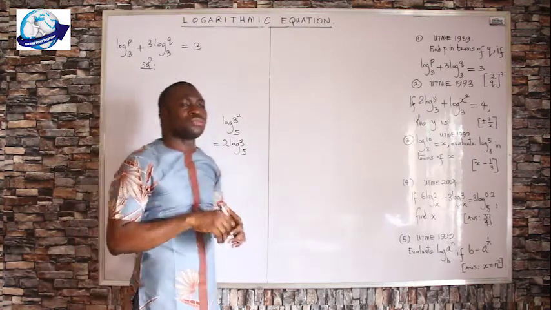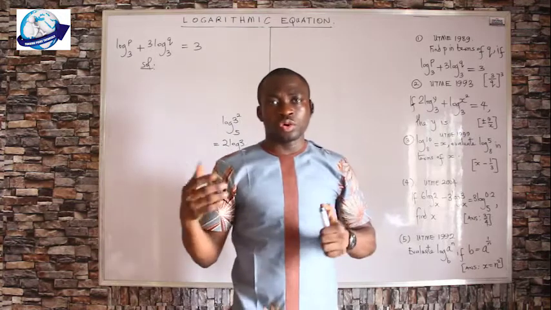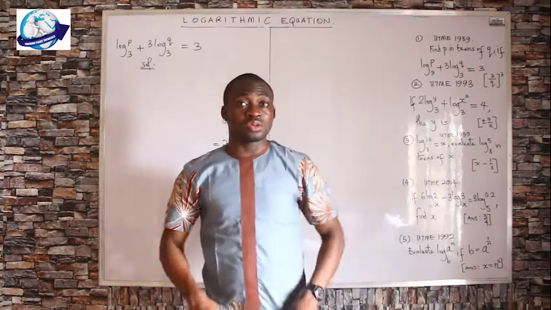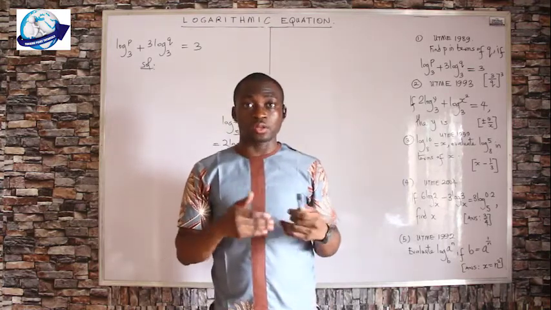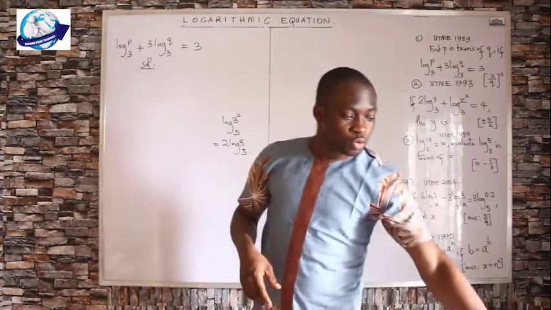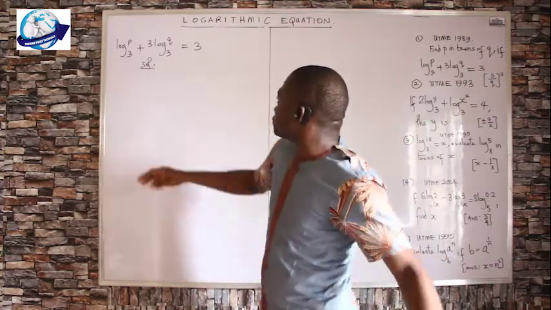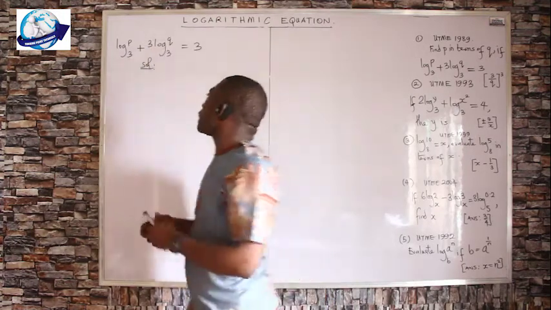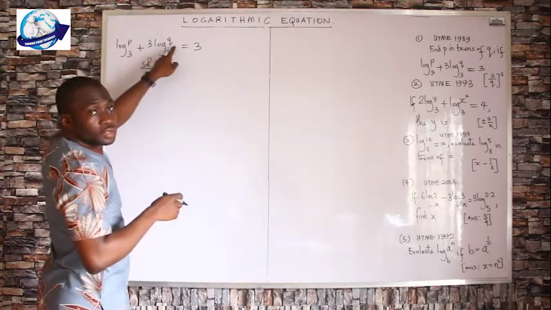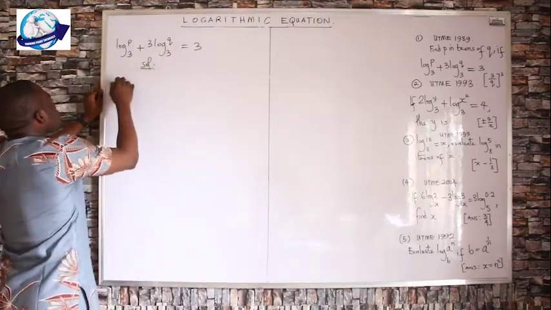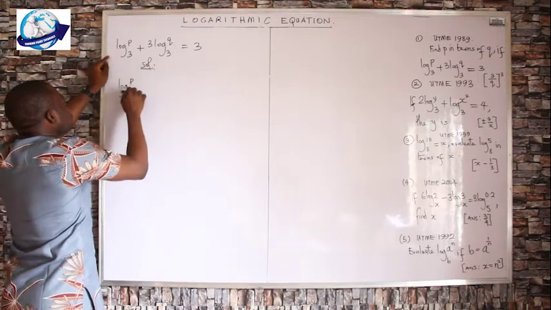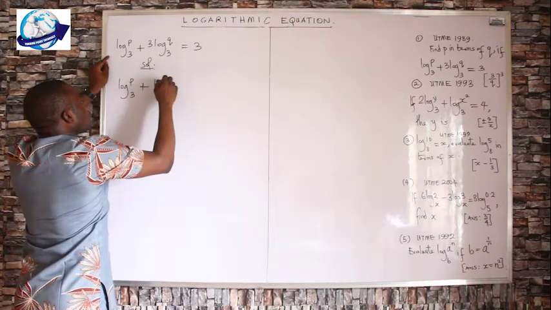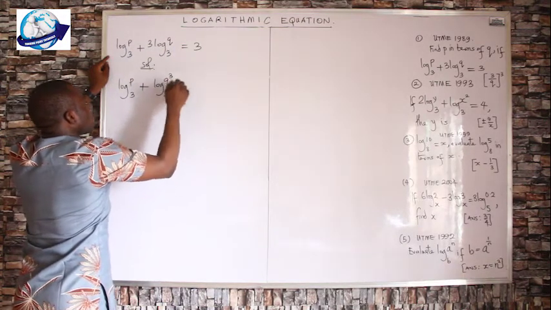Please, you can bring back the coefficient of the logarithm as a power, or return it as a coefficient, depending on the question itself and what you want to do. So I'm bringing this coefficient of logarithm now as a power. Okay, I'm bringing it as a power because I want to multiply these two together. Alright, so we have logarithm P base 3 plus this 3 goes as a power now, that's log Q cubed base 3, is equal to 3.